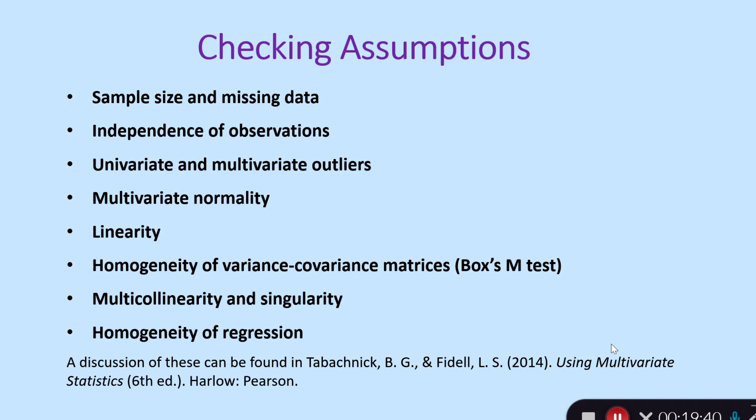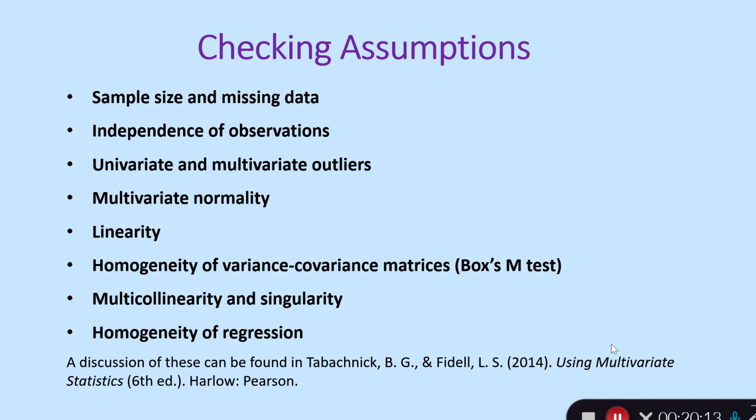On the slide you can see we've got sample size and missing data. If we've got small samples and lots of missing data, that can be problematic for MANOVA. Then independence of observations, univariate and multivariate outliers, something called multivariate normality, and linearity, which means the variables can combine in a linear way. Homogeneity of variance covariance matrices, I've put Box's M-test.